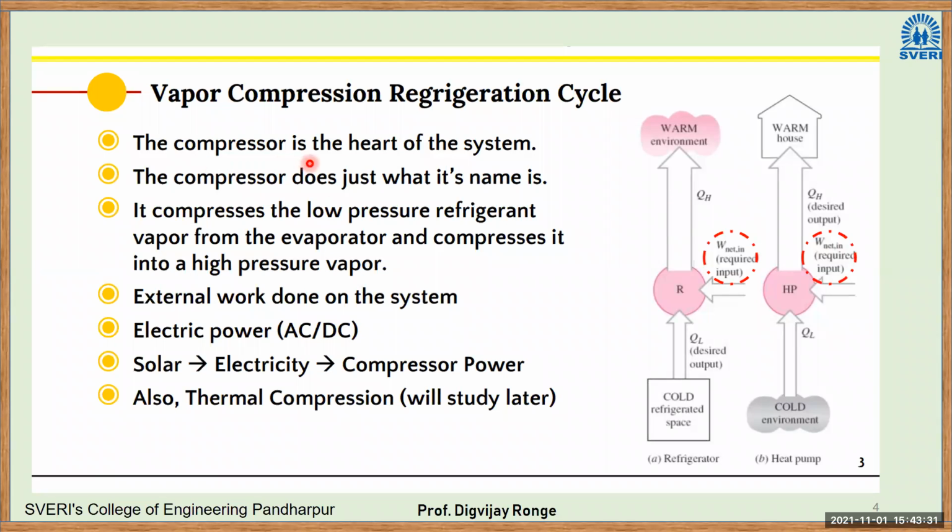So here the compressor is the heart of the system. Compressor does just what its name says. It compresses the refrigerant, so it increases the pressure, and as a side effect it also increases the temperature. It compresses the low pressure refrigerant vapor from the evaporator into high pressure vapor. External work is done on the system. Electric power is required. We can take solar, where the solar is converted to electricity and then fed to the compressor. So there are various modes. You can directly take from the electricity board, or you can generate it through solar.